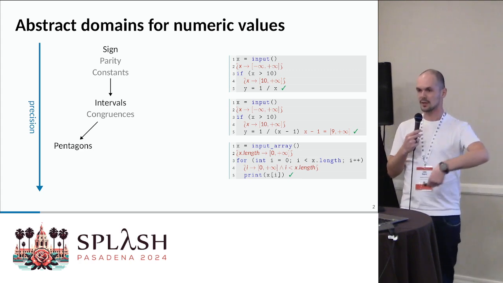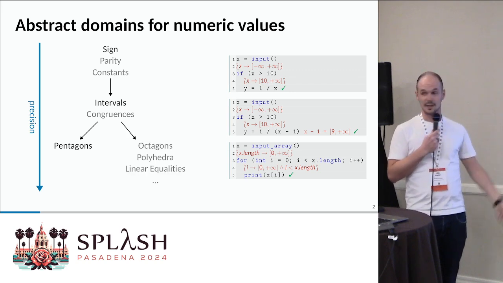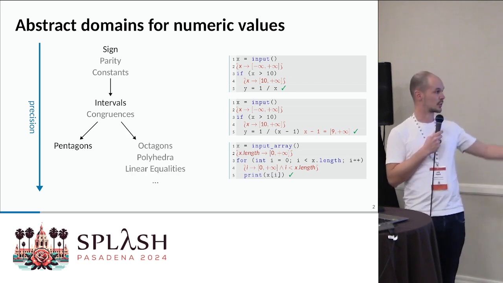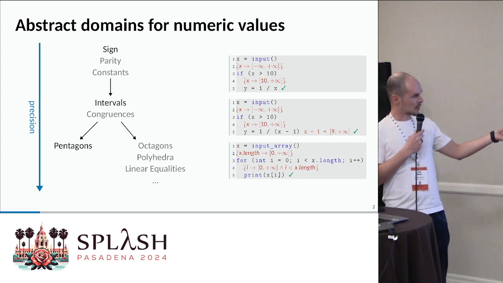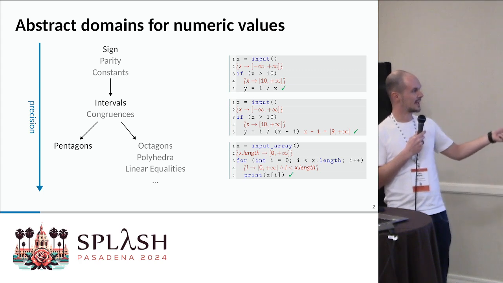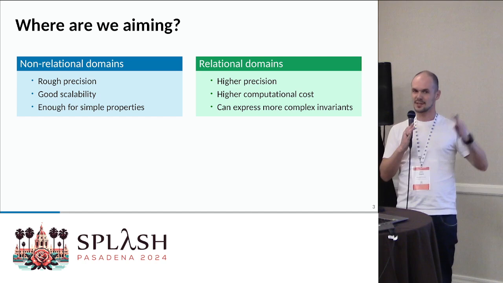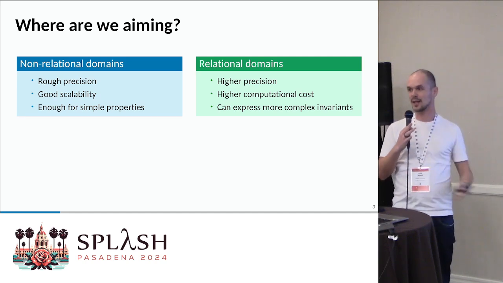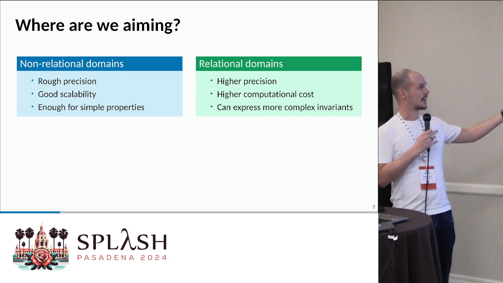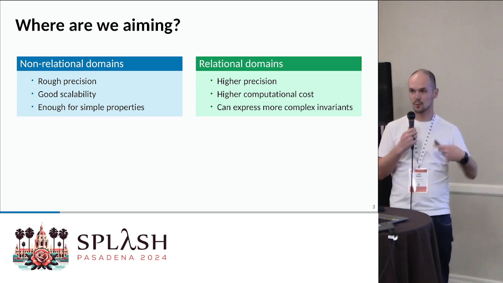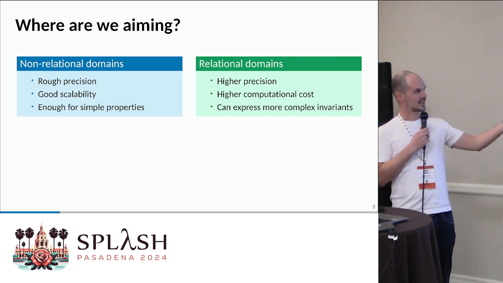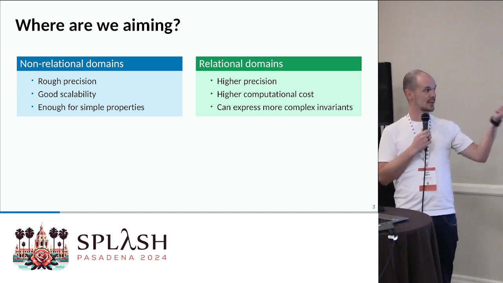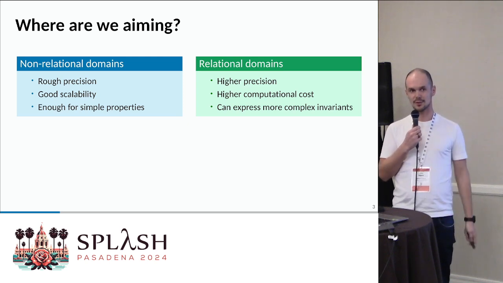Or you can move to something completely different and start to track complex relations between variables, and you get to proper relational domains. So you can sort of draw a line here, and you can argue whether pentagons should be above or below that line. But that line partitions the set of numerical domains into roughly 2 worlds. One that is rough in terms of precision, that works with simple properties, but it's really, really fast. And one that is instead able to prove a lot more complex properties, but it requires some computational effort.